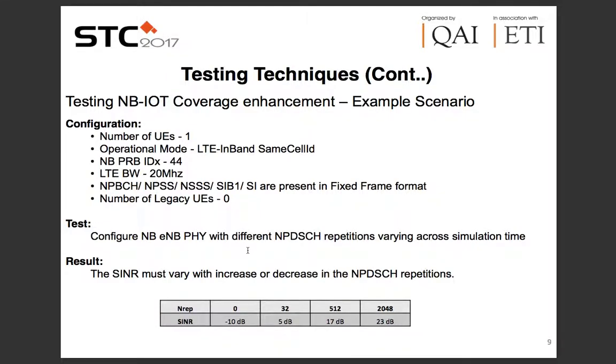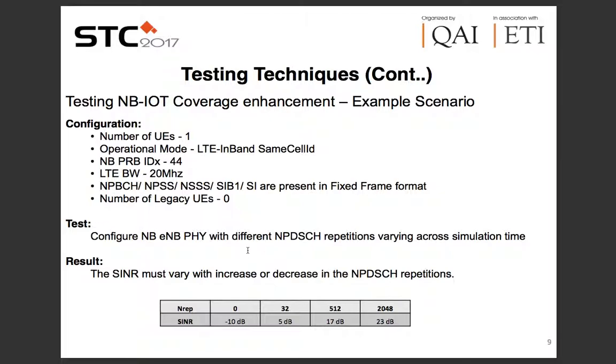So here we have an example scenario to test the coverage enhancement for NB-IoT. We will configure one UE in LTE in-band operation mode. We can use any valid PRB index, 44 being described here. We are using an LTE bandwidth of 20 megahertz, assuming that all the signaling, PBCH, PSS, NSS, SIB1s and system information, are present in fixed frame format. And there is no legacy UE present in the system, so as to avoid any interference.